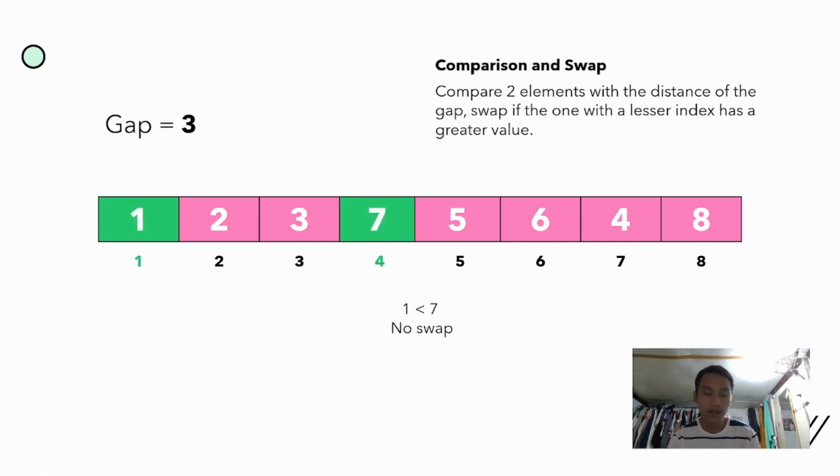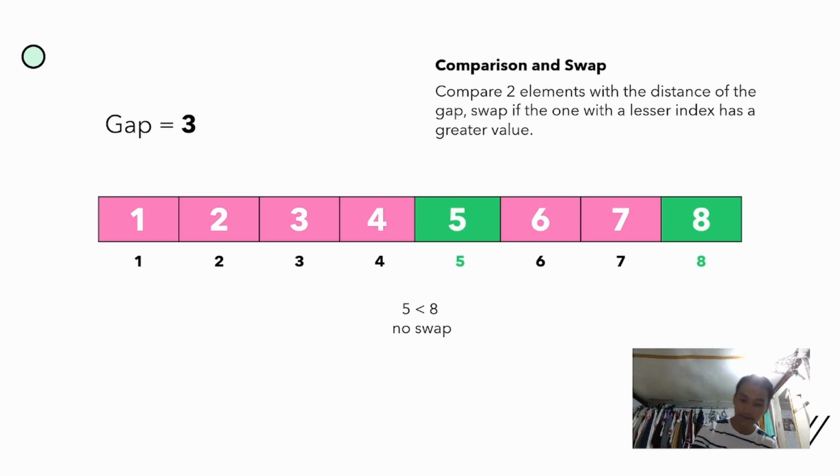So with a gap of 3, we start our fourth iteration. Once again, comparison and swap. We compare 1 and 7. 1 is lesser, so no swaps. 2 is lesser than 5, no swaps. 3 is lesser than 6, no swaps. 7 is greater than 4. So once again, we swap the elements and we move on to 5 and 8. Since 5 is less than 8, there will be no swaps.